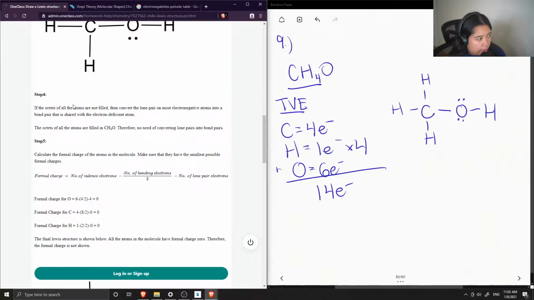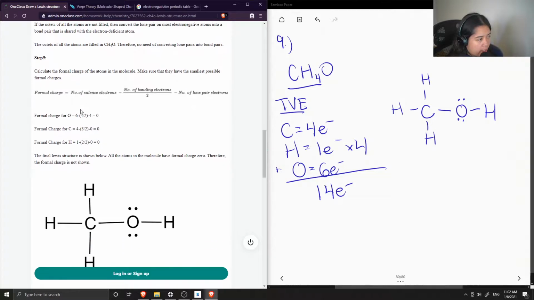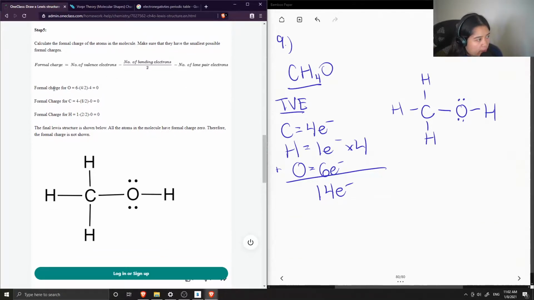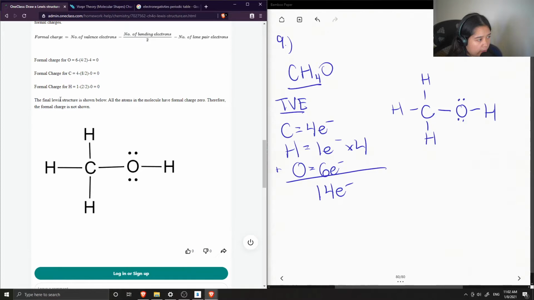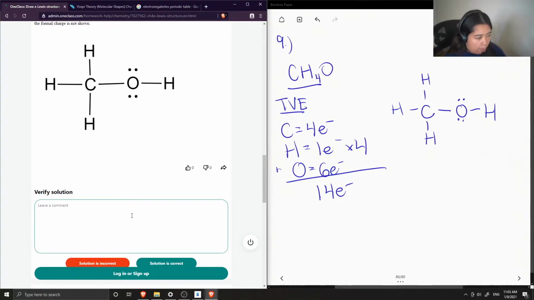Step 4, if the octets of all the atoms are not filled, then convert the lone pair on the most electronegative, but in our case, they're all filled. Calculate the formal charge. So this is an extra step just to double check to make sure we have the smallest amount of possible charges. So if we were to calculate the formal charge for all of the atoms, you end up getting 0 for all of them. And then the final Lewis structure is shown below. All the atoms in the molecule have a formal charge of 0, so formal charge is not shown. Yep. So this solution is correct.